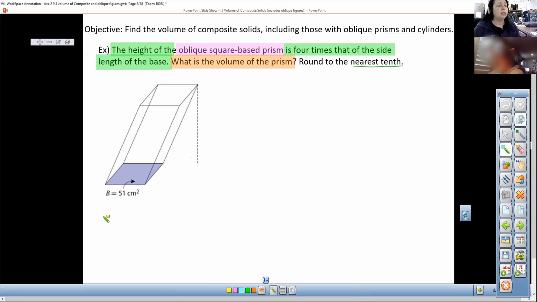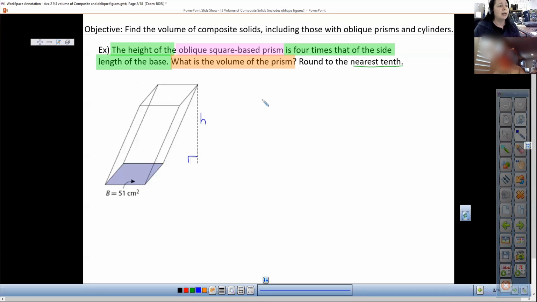So if we have to do any rounding before that, we're going to go further than the tenths. Thousandths would be good, 2 more extra places. So here's what's a little tricky about this problem. Here's our right angle, which is saying that this measurement is our height h of our prism. We don't know that number. We just know that it's 4 times a side length of the base.